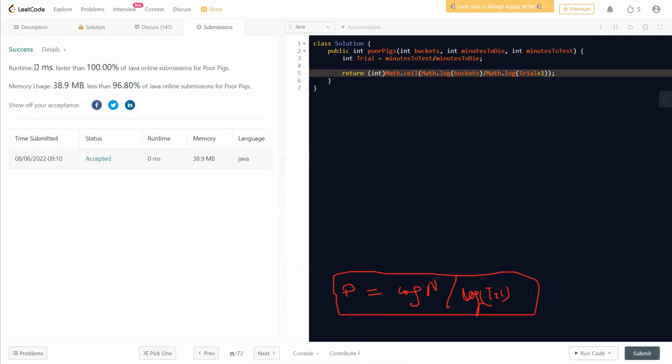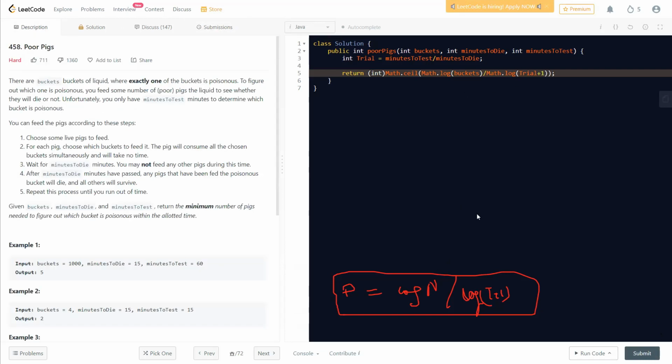Look here, our particular submission works for a 0 millisecond solution. This is the fastest, that's 100% of the Java submissions. Let's see what exactly we did. We did exactly what we wrote in our formula.